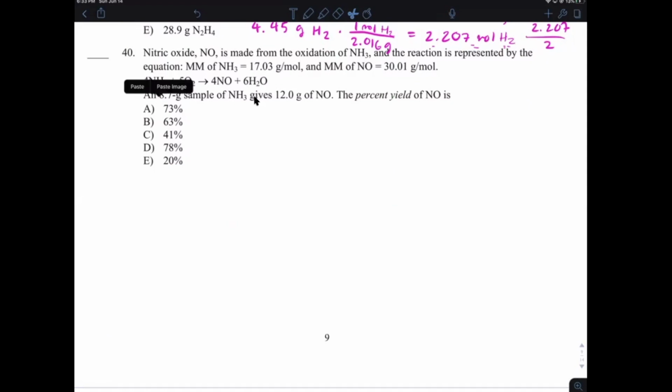All right, so we're given grams of NH3 and we're given grams of NO, and we're trying to find the percent yield of NO. Okay, well, first of all, do you guys know what percent yield is? Or did you learn it in class? Yeah, okay, cool.